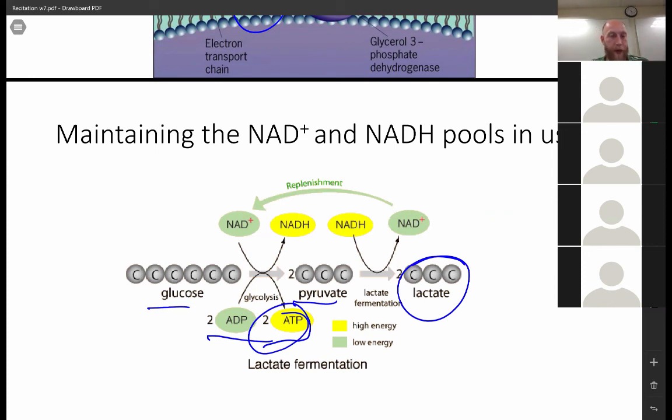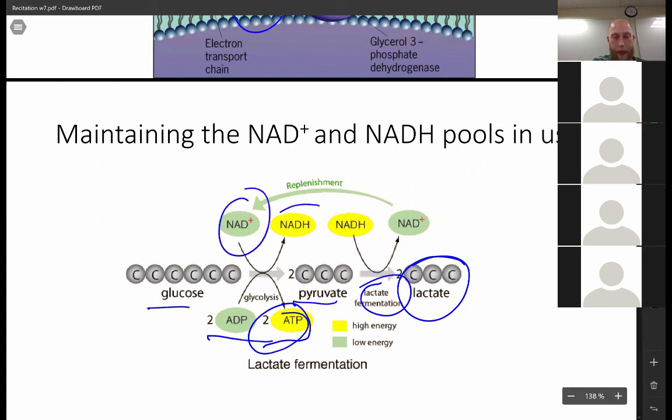And so because of that, you need to maintain your oxidation reduction potential. That's why you need to ferment pyruvate into lactate, so that you can maintain your NAD versus NADH pool.